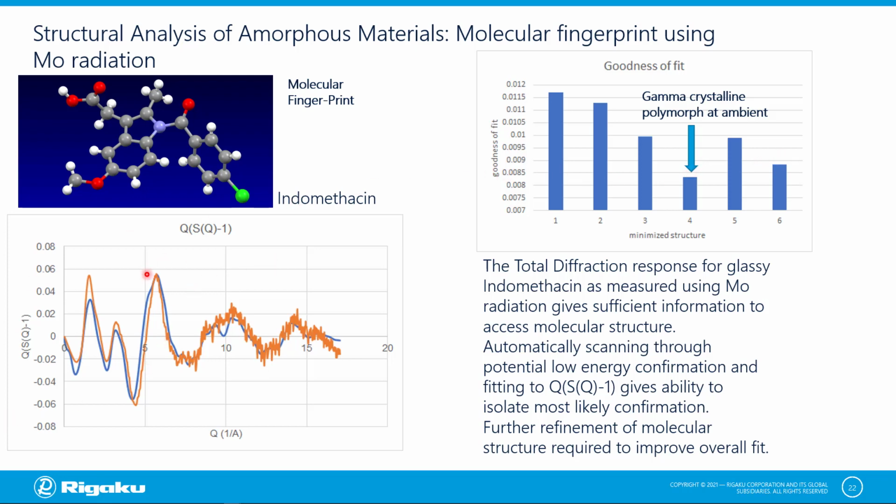And on the lower left-hand side here, this is a comparison between the measured data in orange in QS of Q minus 1 with the best fit molecular conformation taken from the gamma crystalline polymorph. So this really illustrates that even with small conformational changes you get in different crystalline polymorphs, it's sensitive enough to separate those out as being most likely candidates for the conformation within the non-crystalline or amorphous state.